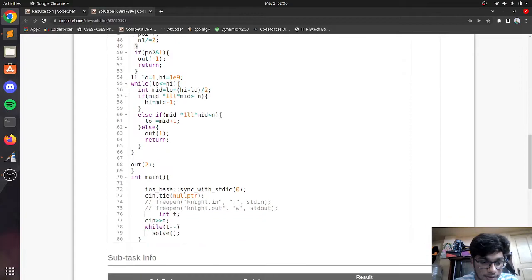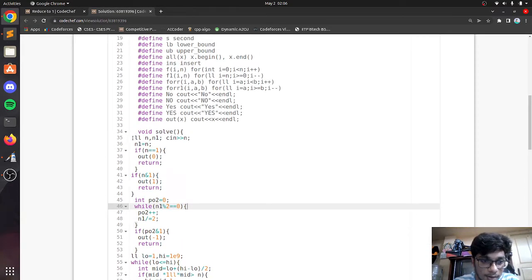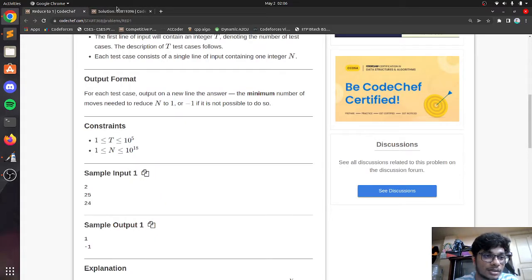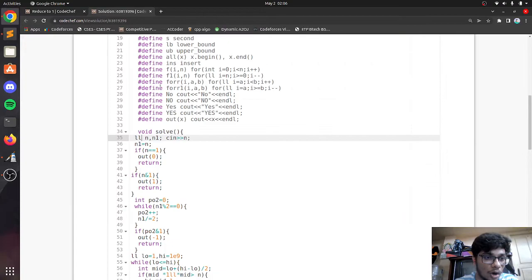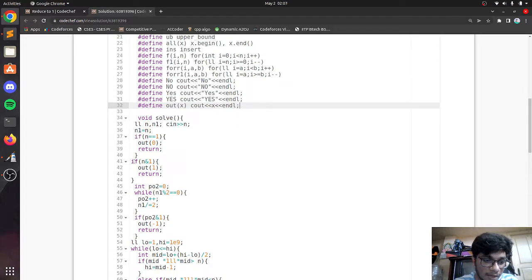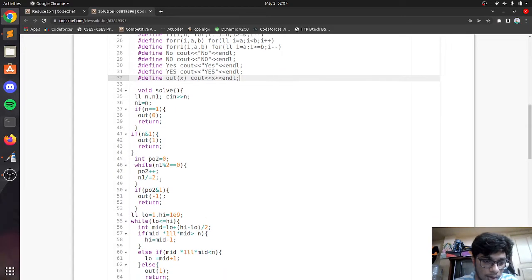You can see first I have the test cases, then the number is up to 10 to the power of 18, so I have to use long int. Then I have temporarily set n1 equal to n. If n equals 0, then it's straight out, which in my code is cout of 0 and endl, so it will give 0. If it is odd, then it will give odd.